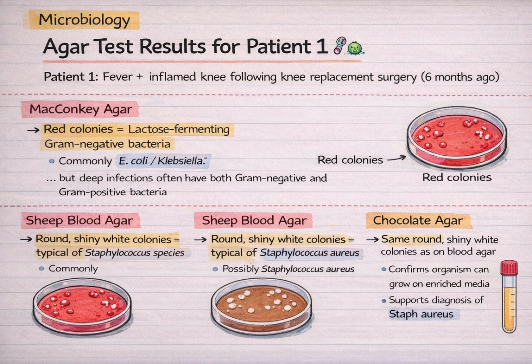Finally, chocolate agar. We see the same round, shiny white colonies again. This tells us the organism can grow on enriched media, and it supports the identification of Staphylococcus aureus. Putting it all together, although MacConkey suggests some gram-negative bacteria, the key diagnostic clue is the colony morphology on blood and chocolate agar. These strongly point to Staphylococcus aureus.